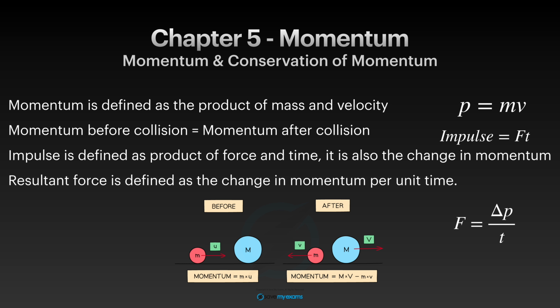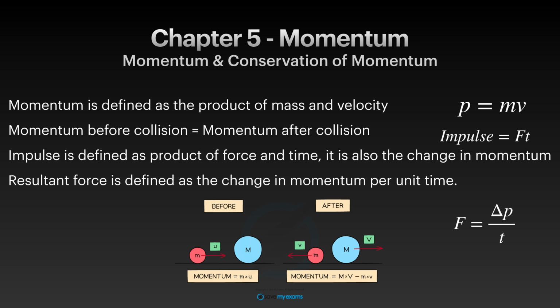We write this as P equals mv, where P is momentum, m is mass, and v is velocity. The greater the mass or the faster the object moves, the more momentum it has. That's why it's harder to stop a truck than a bicycle, even if they are going at the same speed.